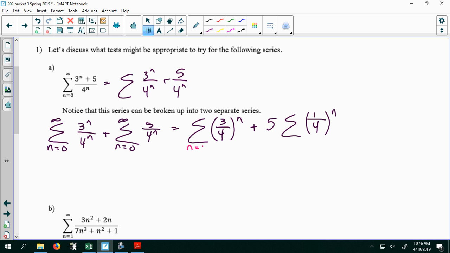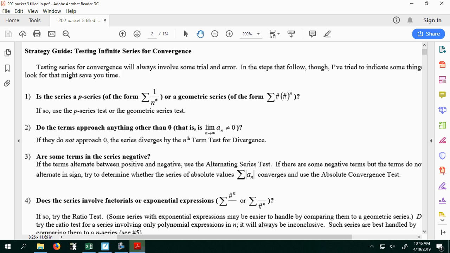So we're starting at n equals 0 on both of these. When I plug in 0, (3/4)^0 is 1. (3/4)^1 is 3/4. (3/4) squared is 9/16. (3/4) cubed is 27 over 64. Those terms are getting smaller, right? They're going to 0. Same thing here. If I plug in n equals 0, I get 1, and I get a fourth, then I get a sixteenth, then I get a sixty-fourth. Those are going to 0. Okay, so the terms are going to 0, so I can skip number 2.